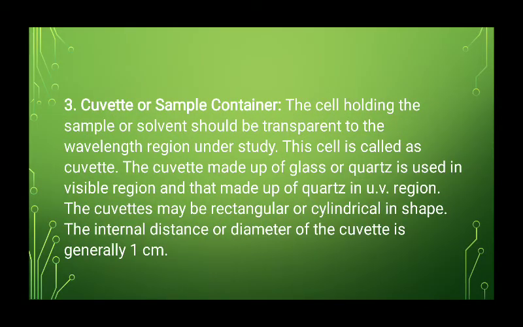Cuvette or sample container. The cell holding the sample or solvent should be transparent to the wavelength region under study. This cell is called a cuvette. Cuvettes made of glass or quartz are used in the visible region and those made of quartz in the ultraviolet region. The cuvette may be rectangular or cylindrical in shape. The internal distance or diameter of the cuvette is generally 1 centimeter.